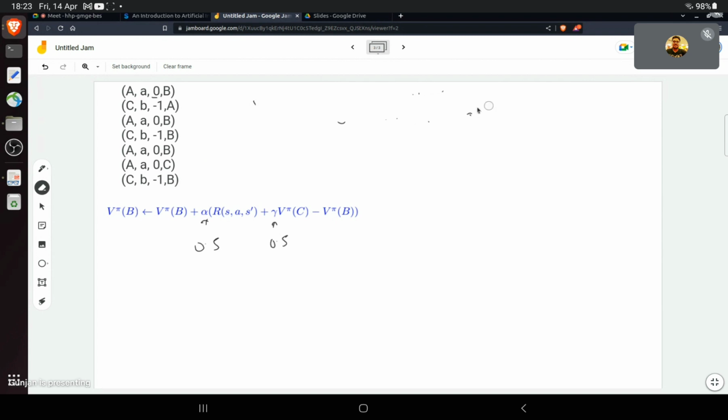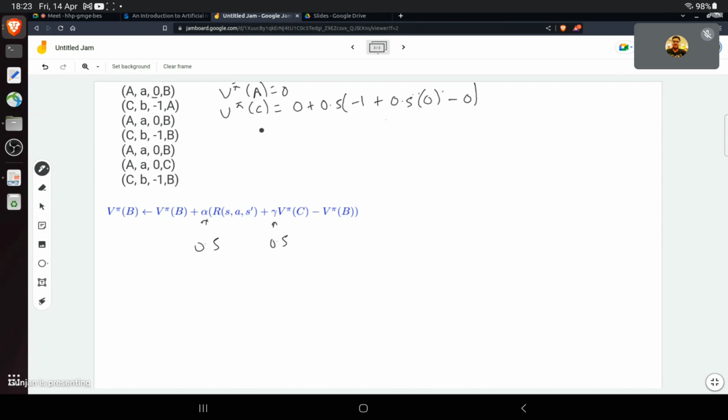So after doing the first step, we get the v pi of a as 0. Now we will do a similar calculation for v pi of c. So v pi of c will be equal to 0 plus 0.5 times minus 1 plus 0.5 times 0 minus 0. So I hope you were able to follow how these values were filled.